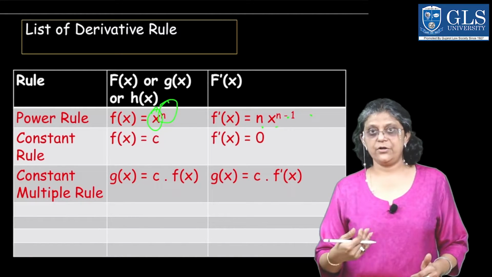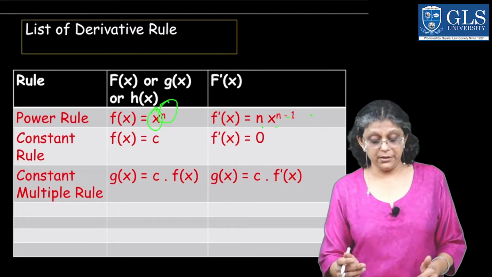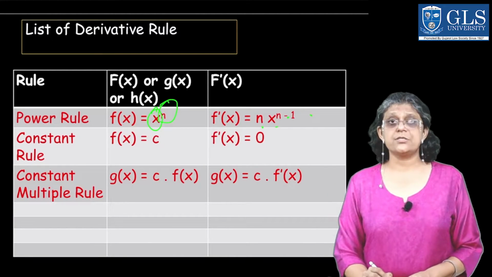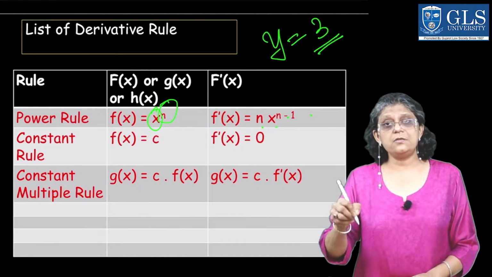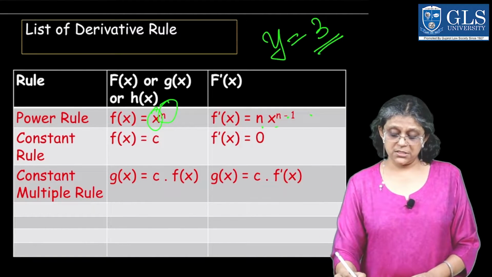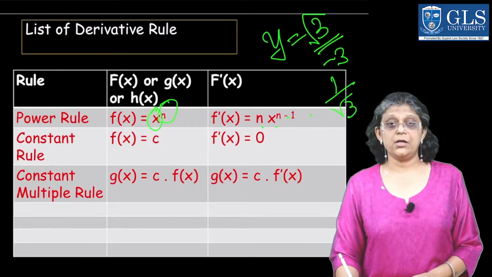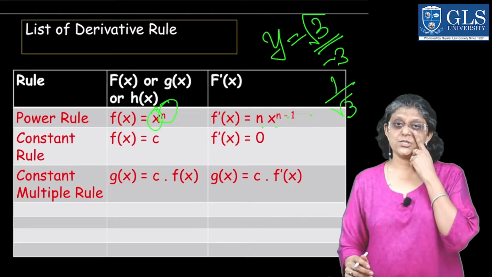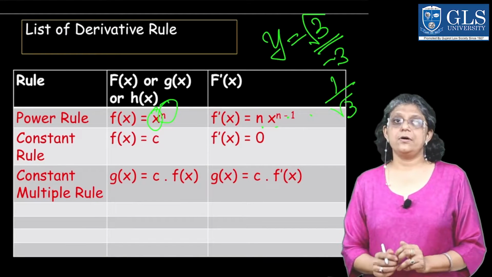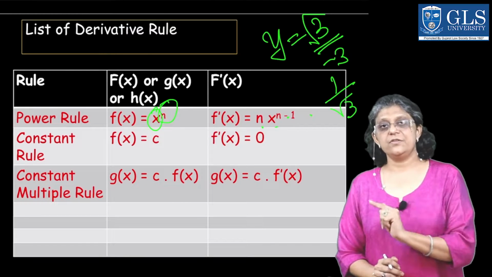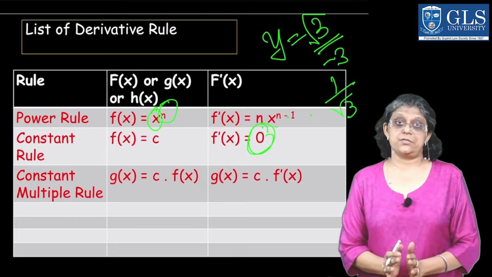After 2-3 formulas we will be doing the sums also, so don't worry about it. The next is the constant. Constant means if I say y is equal to 3, this 3 is a constant. This constant can be root 3 also, minus 3 also, 1 upon root 3 also. Any number like this, in rational form, is a constant. So whenever we have a constant, the derivative of this will always be 0.